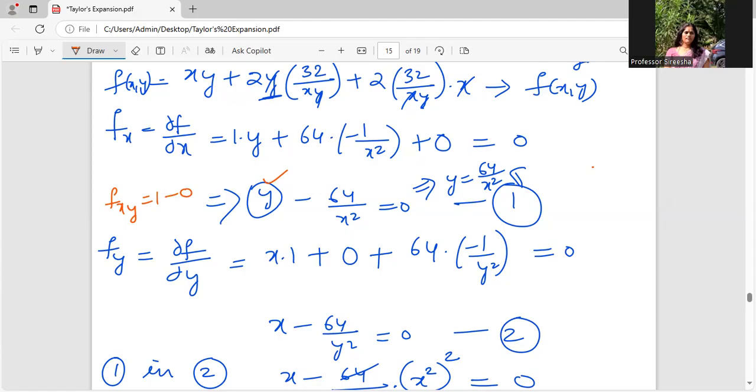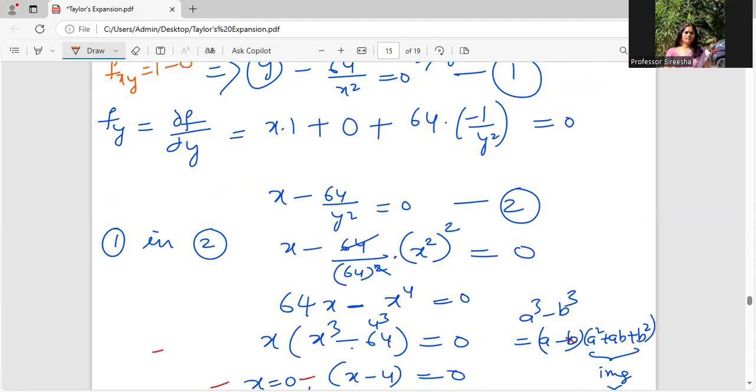Now, fyy, again, I'll do the derivative with respect to y. I'll do just here so that you understand. The x derivative is 0 with respect to y. 64 is as it is. I have y power minus 2, right? So, y power minus 2 would be minus 2 into y power minus 2 minus 1. Yes, guys? Right. Minus of minus becomes plus.